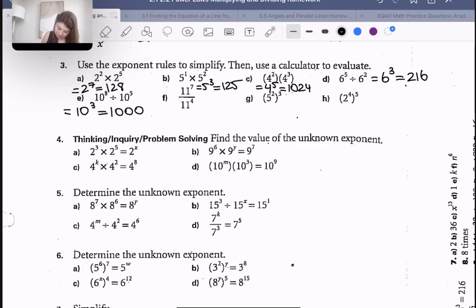Good. And then here we have 11 to the power of 7 minus 4, which is 3. So that's going to be 1,331. Good. All right, and then for this one we have 5 to the power of 6, which let's see what that is. That would be, oh, that's a big number. That's 15,625.